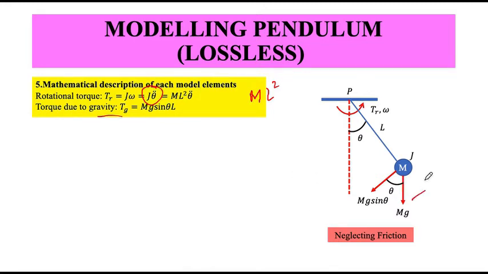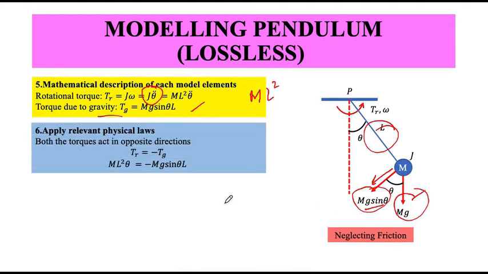So the torque due to gravity would be in this direction, and we can easily compute it to be mg sine theta multiplied by L. So this is my gravitational force mg, the component in this direction would be mg sine theta, and the torque would be given by this form, and both these torques are acting in opposite directions. At the moment I do not consider friction, so it is just a lossless system.